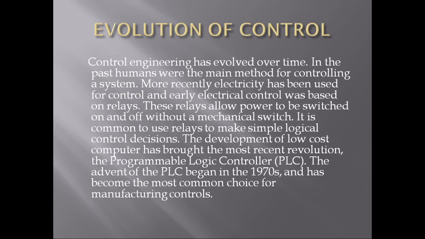In the past, humans were the main method for controlling a system. More recently, electricity has been used for control, and early electrical control was based on relays. These relays allow power to be switched on and off without a mechanical switch. It is common to use relays to make simple logical control decisions. The development of low-cost computers has brought the most recent revolution, the Programmable Logic Controller, PLC. The advent of the PLC began in the 1970s, and it has become the most common choice for manufacturing controls.